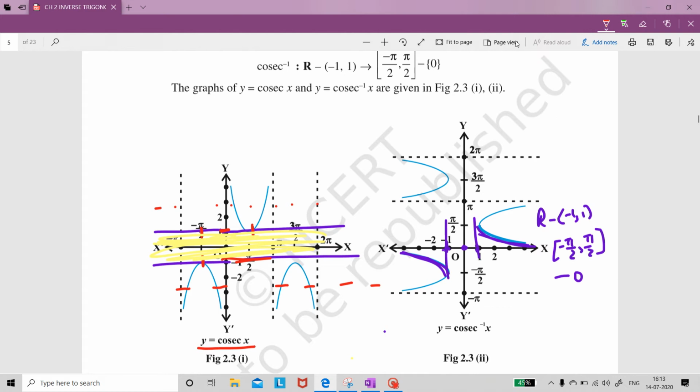You can see the domain has been restricted from minus pi by 2 to pi by 2. This is minus pi by 2 and pi by 2. This branch and this branch. If you take these branches of the curve, then they are assuming all the values of the range once. All the values of the range have been assumed only once. So now you can define the inverse of cosec x.